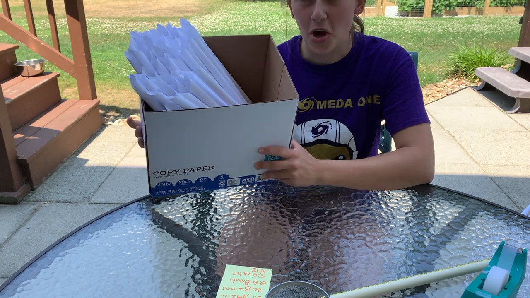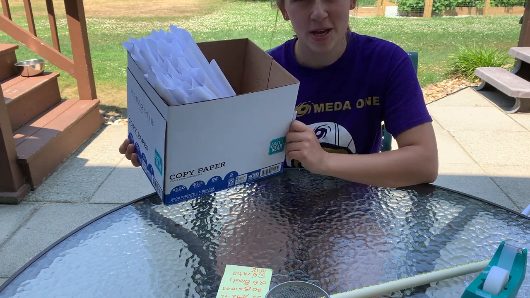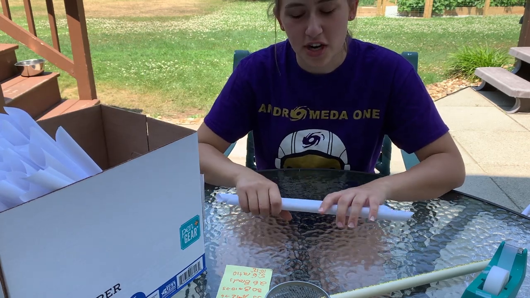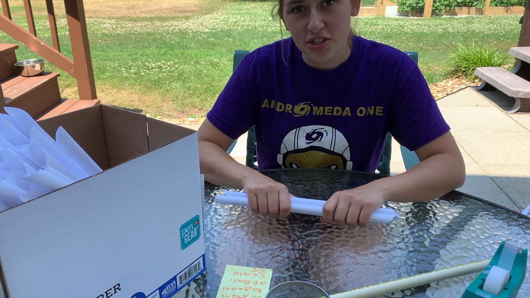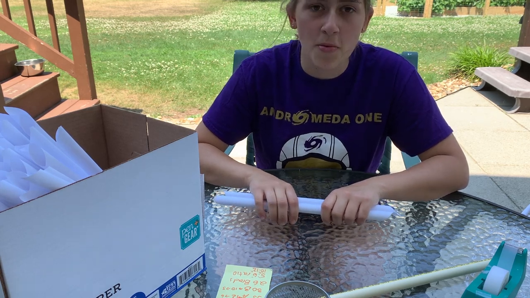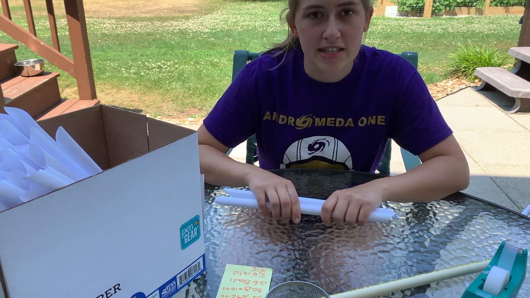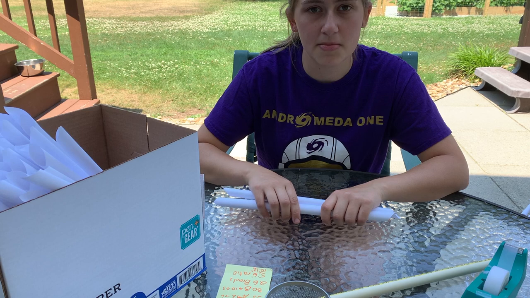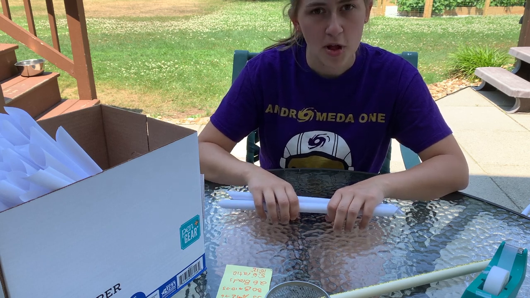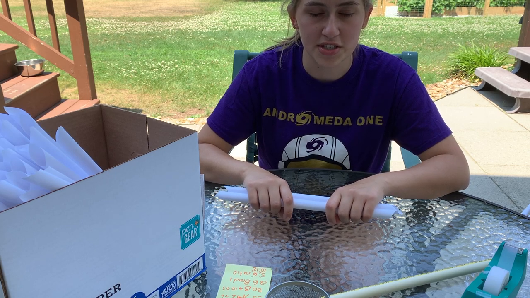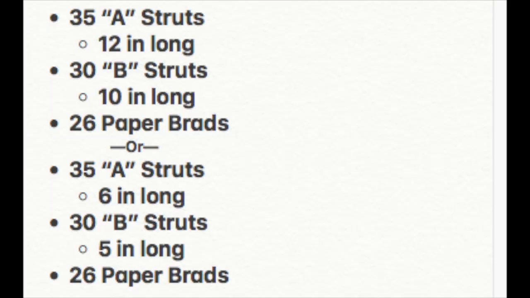Okay, now that we have rolled all 65 of our tubes, it's time to measure them and cut them. Now, the A struts, which are the longer struts, are going to be either 6 inches long or 12 inches long, depending on the size of the dome you want to make. If you want to make a larger dome, your ratio is going to be about 12 inches to 10 inches for the A struts to the B struts. And if you want to make a smaller dome, your ratio will be about 5 inches to 6 inches for the B struts to the A struts. And I'll put all of this information on the screen so that you can write it down so that you know what you're doing.